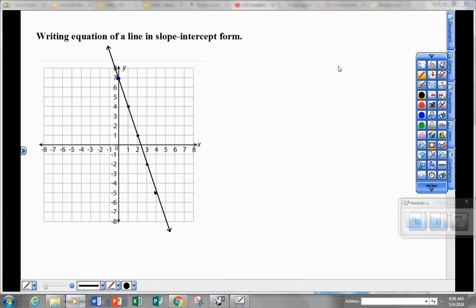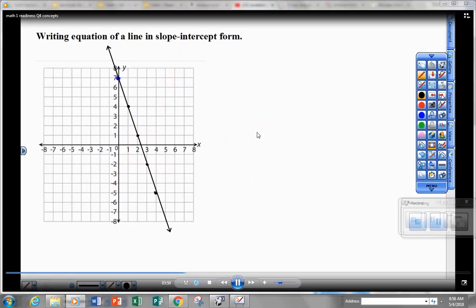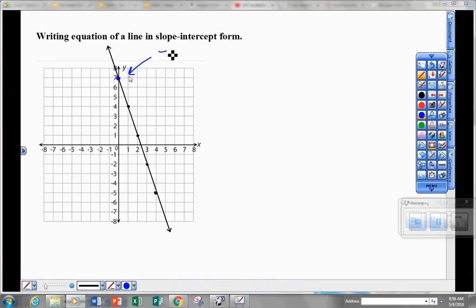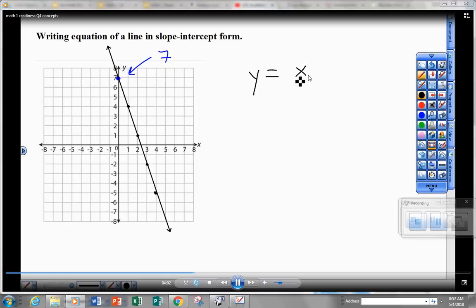Next problem, I need you to write the equation of this in slope-intercept form. Be careful, I might write the wrong slope, so I'll have you fix that. But that y-intercept 7, that is the plain number that goes in that slope-intercept form, y equals mx plus b. So y-intercept is 7. So all I need is two numbers. I need the number in front of x and the plain y-intercept number. So that 7 goes right here.